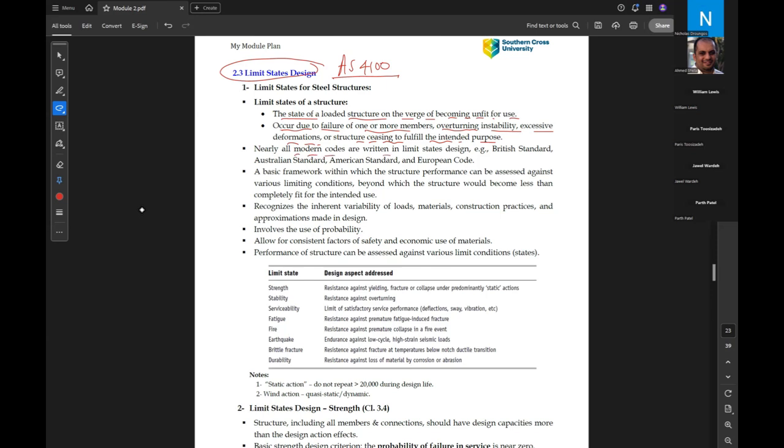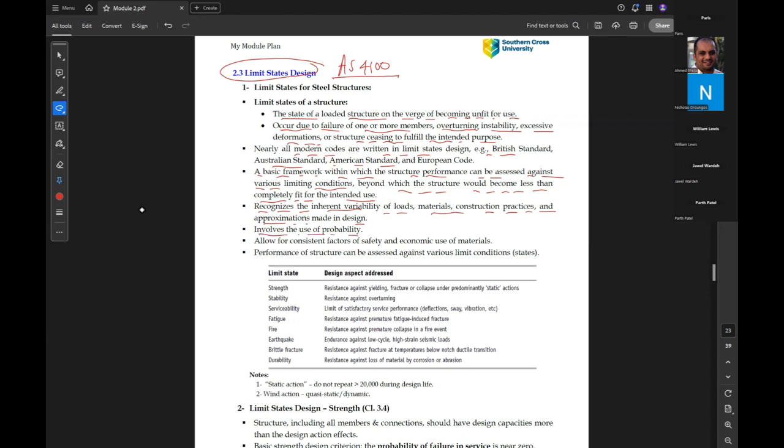Nearly all modern codes are written in limit state design, all the codes like the Australian Standard, American Standard, European Standard. It is a basic framework within which the structural performance can be assessed against the various limiting conditions, beyond which the structure would become less than completely fit for the intended use. It recognizes the inherent variabilities of load, materials, construction practices, and approximations made in design.